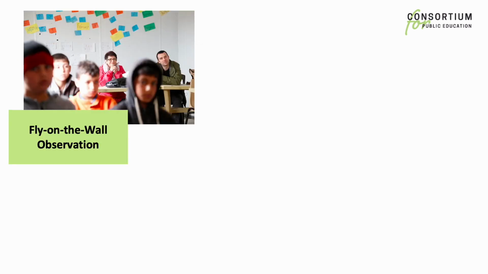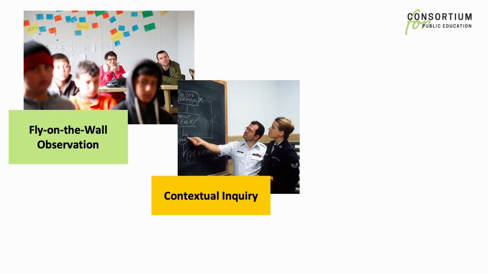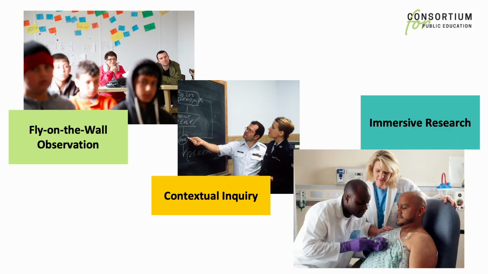In fly-on-the-wall observation, observers are back away from the class they are observing. In contextual inquiry, the observer is side by side with the person they are observing, asking questions or inquiring about what they see along the way. And in immersive research, the observer is actively following along and doing what the person they are observing is also doing.